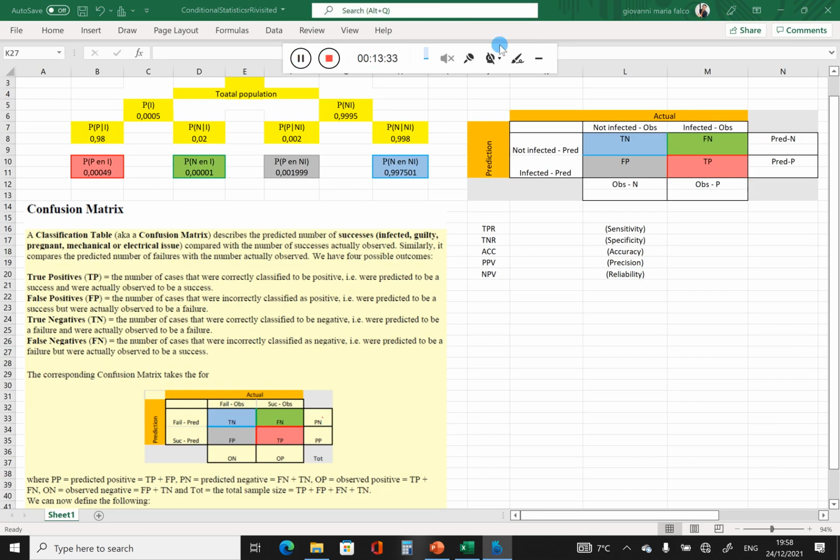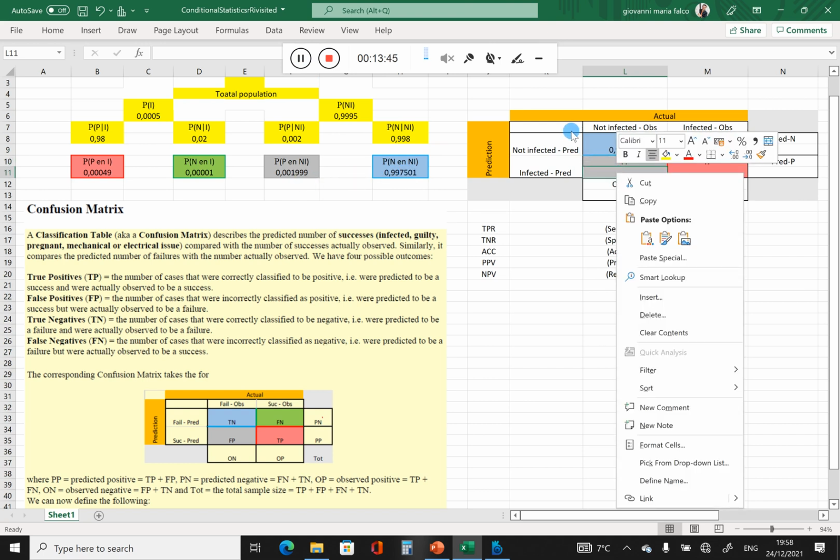And so I just need to fill in these cells here. So here I will put this probability, then here I will put the gray probability.